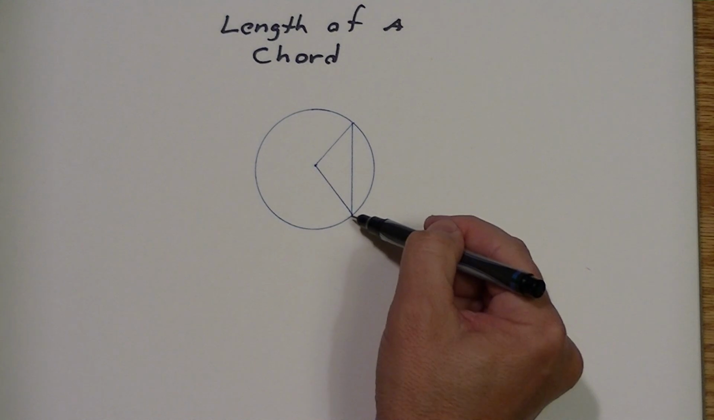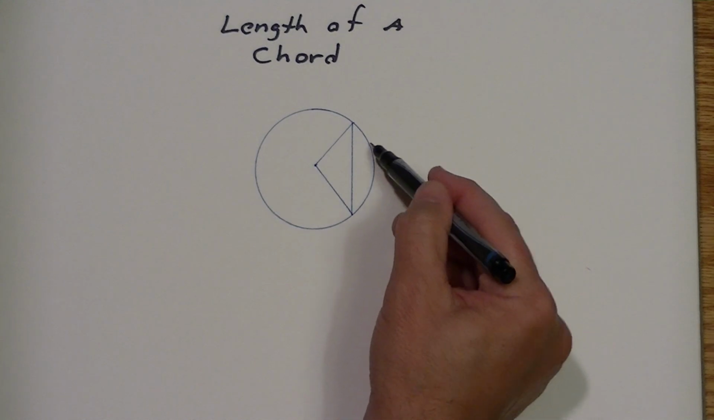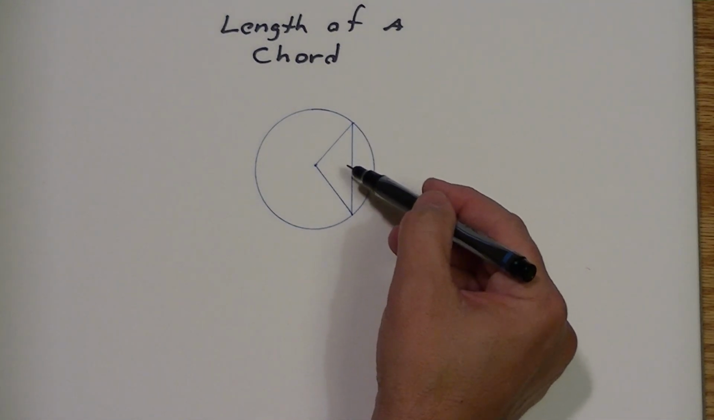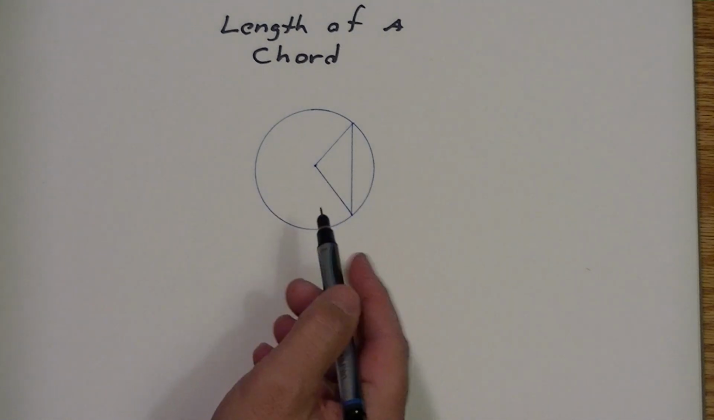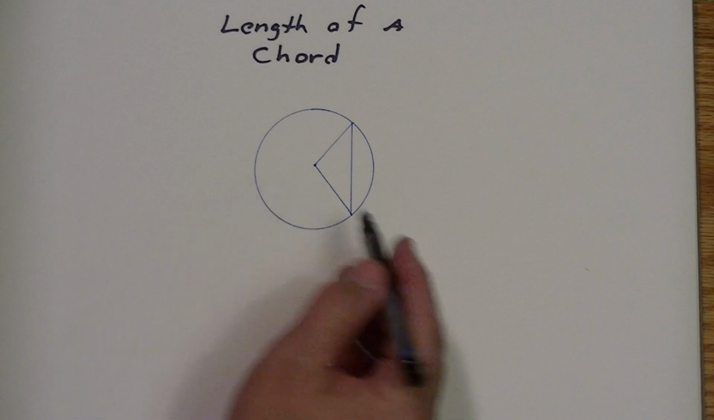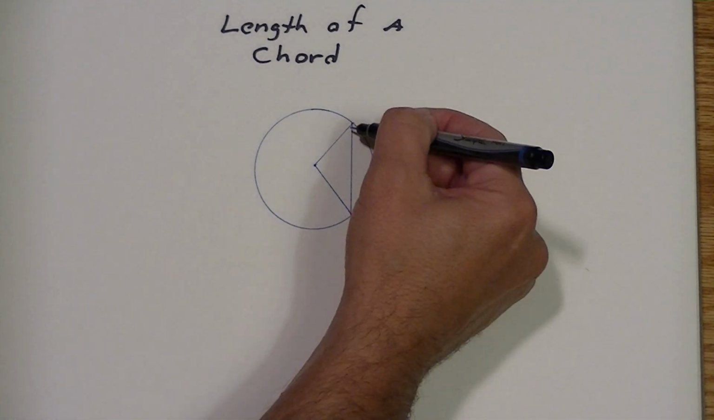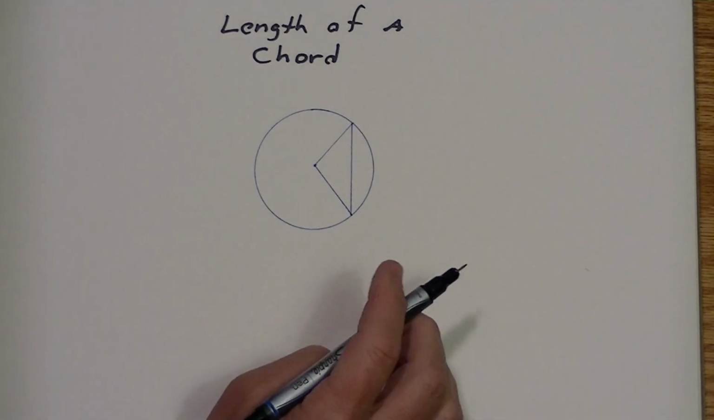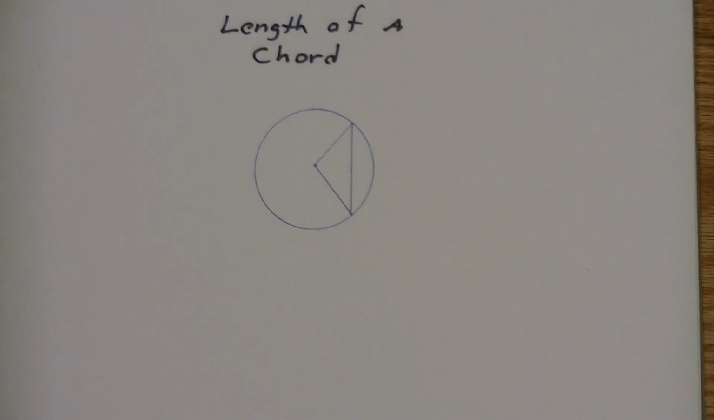Remember, arc length was this distance around the outside edge. That was pretty easy to calculate. In terms of radians, it's just the angle times the radius that would give you this arc length. But this straight line distance is a little different, but it's not that hard to calculate. There's a simple formula, and the formula can be derived rather quickly.